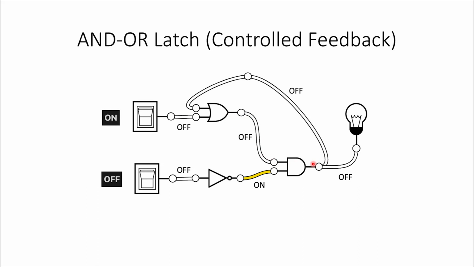You may be able to see where this is going. If I turn the off switch on, then that turns the light bulb off. So you can kind of guess what would happen if I turn the on switch on. So let's do that. Here goes the on switch.